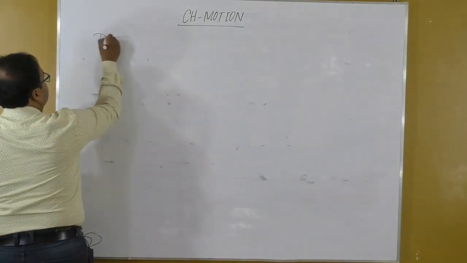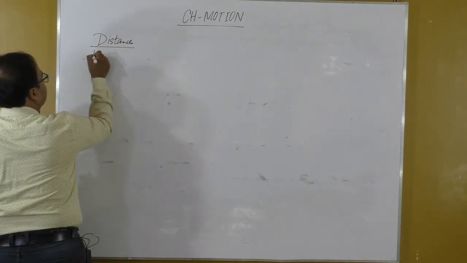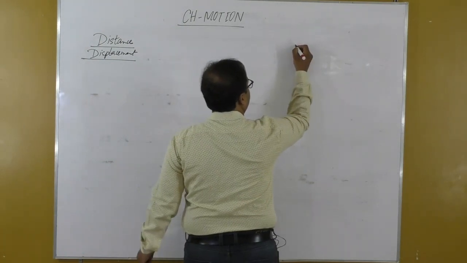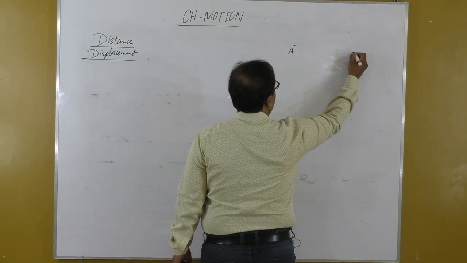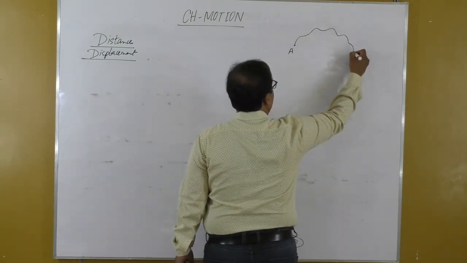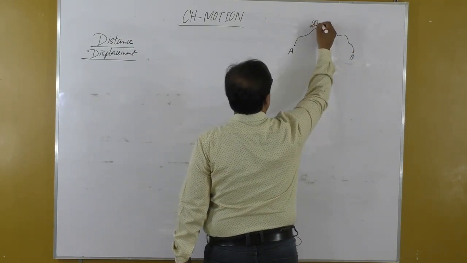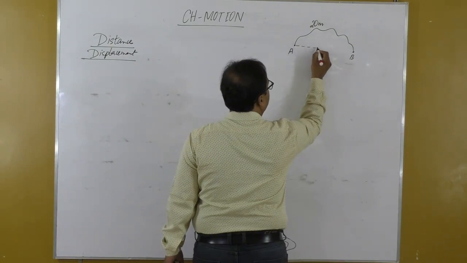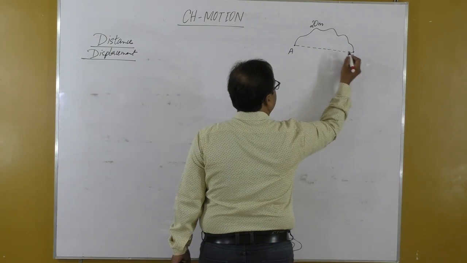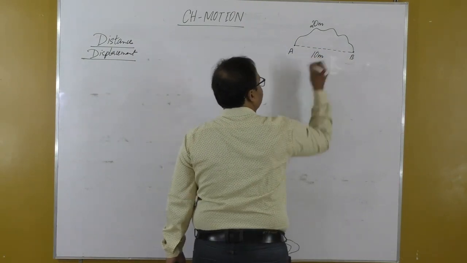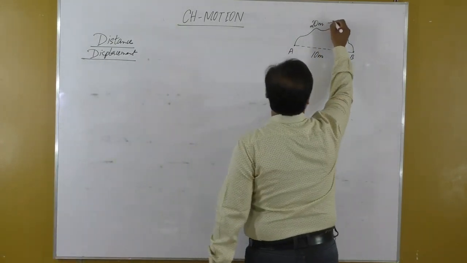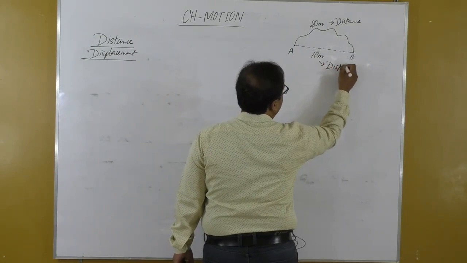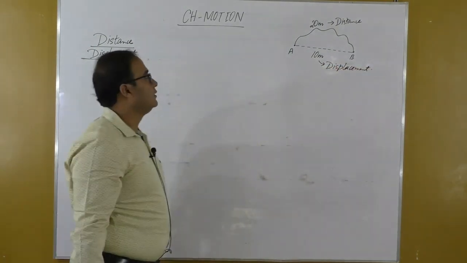So, distance and displacement. The concept, first you try to understand the meaning of these two terms. A person moves from A to B, and the length of this irregular path is supposed to be 20 meters. Initial position is A and final position is B, and if I consider a straight line path between the initial and final position, the length of this path is supposed to be 10 meters. Then this 20 meters is called the distance covered by the body, and this 10 meters is called displacement of the body.